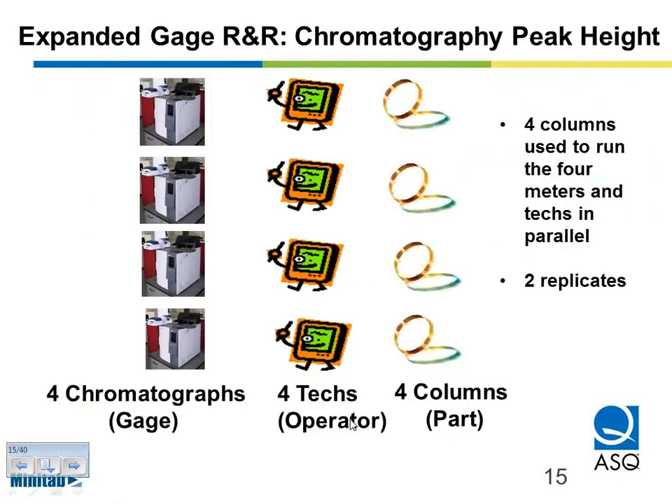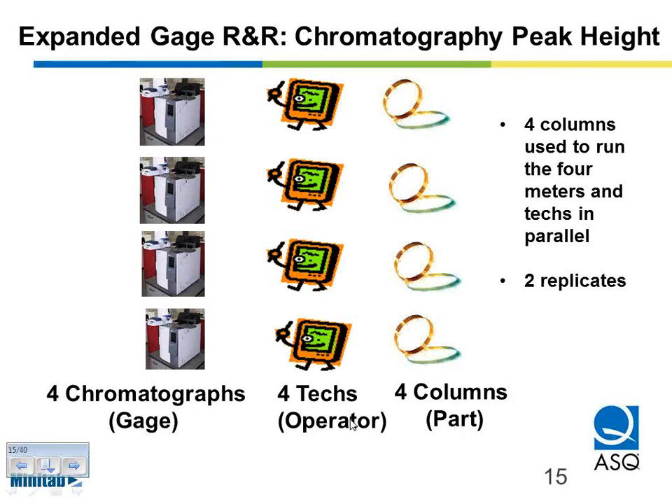They ran an expanded gauge R&R. They used 4 gauges, or chromatographs, as we call them here. They used 4 technicians, or 4 operators, and they used 4 parts. Now, in this particular sampling plan, it's interesting. They selected 4 parts for physical reasons, for time constraints. They wanted to keep all of the operators and all of the gauges going at the same time, running in parallel.